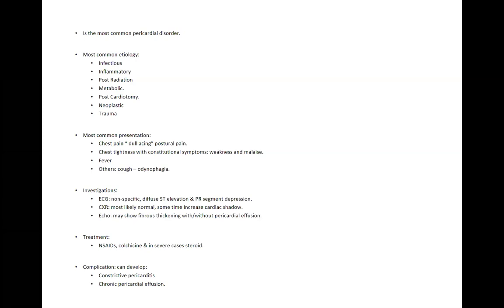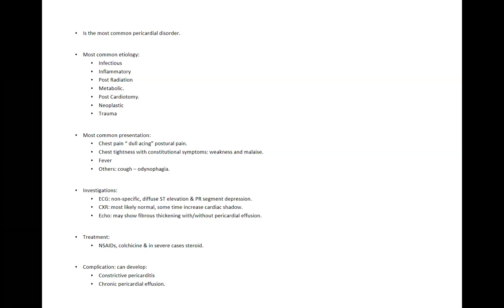How do we investigate patients with acute pericarditis? I'm talking about acute pericarditis. EKG is non-specific. Sometimes you can see diffuse ST elevation and PR segment depression. Chest X-ray is most likely normal, and echo may show fibrous thickening, with or without pericardial effusion.